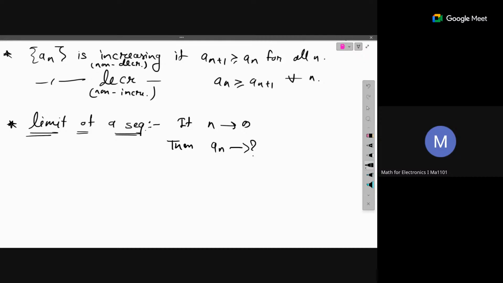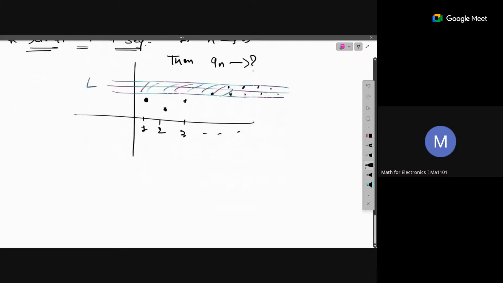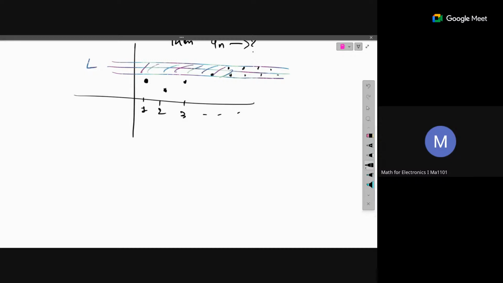Now, if you understand this graphically, it means that if you plot the terms of the sequence, suppose these are natural numbers and these are your terms of the sequence, then there should exist some particular number L in such a way that if you draw a little rectangle over here, then infinitely many terms of your sequence lie in between this particular rectangle. This is known as the limit of a sequence. Mathematically, it has a very abstract definition.